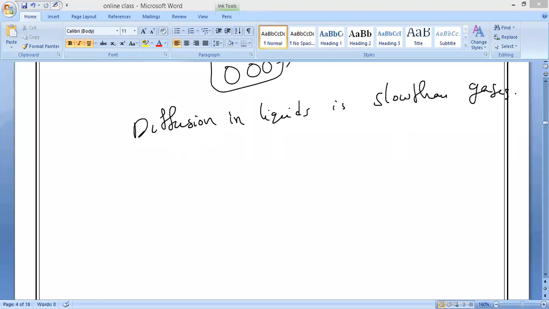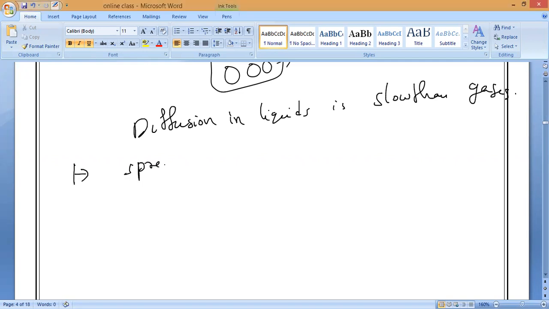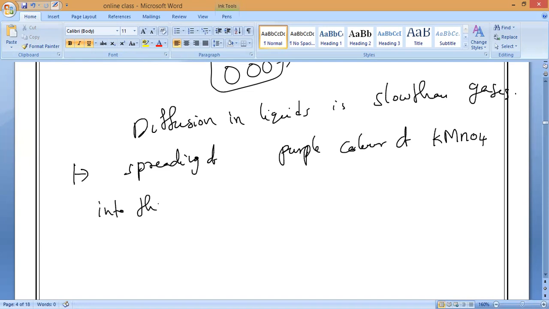Many examples can be taken. Dissolution of potassium permanganate in water. Example 1: the spreading of purple color of potassium permanganate, KMnO4, into water. Does it take some time?